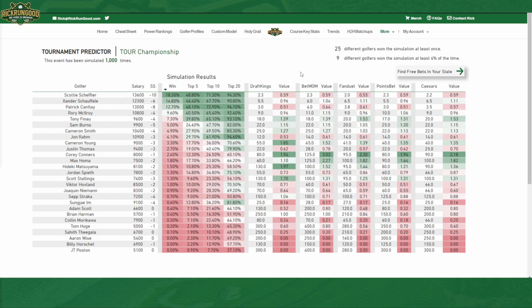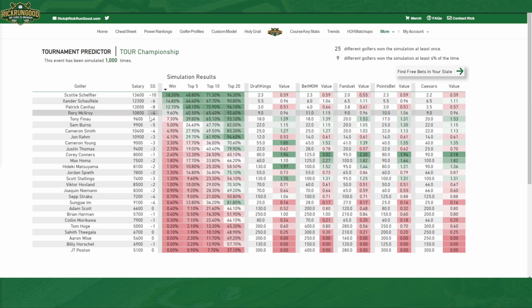Now you're looking at the Tour Championship, so these numbers are obviously a bit higher since there were only 29 golfers in the field when I recorded this, but the premise is still the same. You are going to see the percentage of time that each golfer won the simulation. In this scenario, Scottie Scheffler, who actually started at 10 under par, won the simulation 18% of the time. He finished inside the top 5 nearly half the time, 48%. Top 10 was obviously huge because it's only a 29-player field, 71%, and then top 20, obviously massive as well, in only a 29-player field.